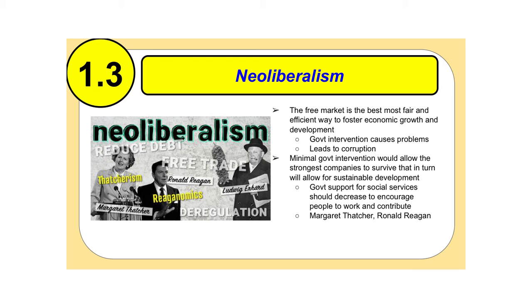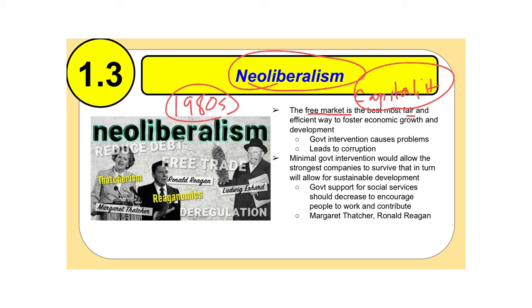So our next development theory that we're going to talk about is the theory of neoliberalism. And the idea of neoliberalism actually became very popular in the 1980s throughout the world. So what neoliberalism talks about is the whole concept of the free market, which is basically capitalism. So the free market is the best and most fair and efficient way to foster economic growth and development. So if you're a neoliberalist, you believe that keeping a capitalist system in place is the most fair and efficient way to foster economic growth and development throughout the world.